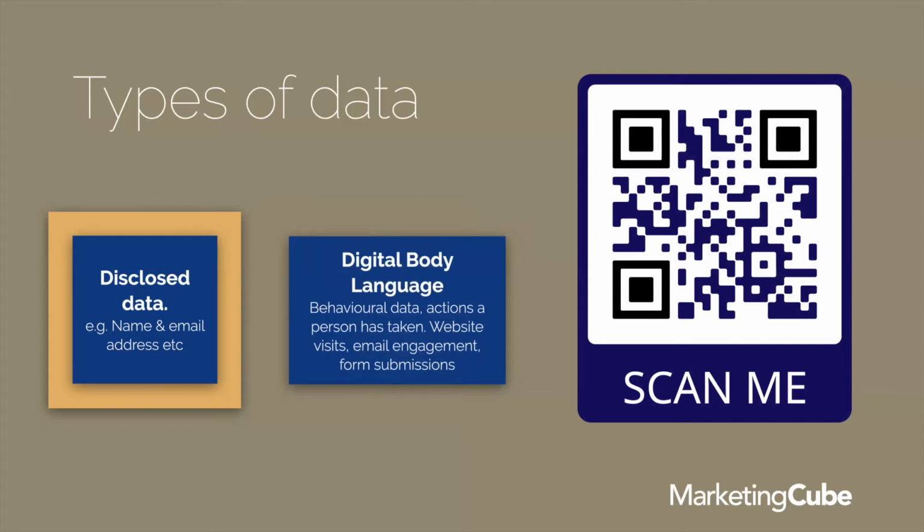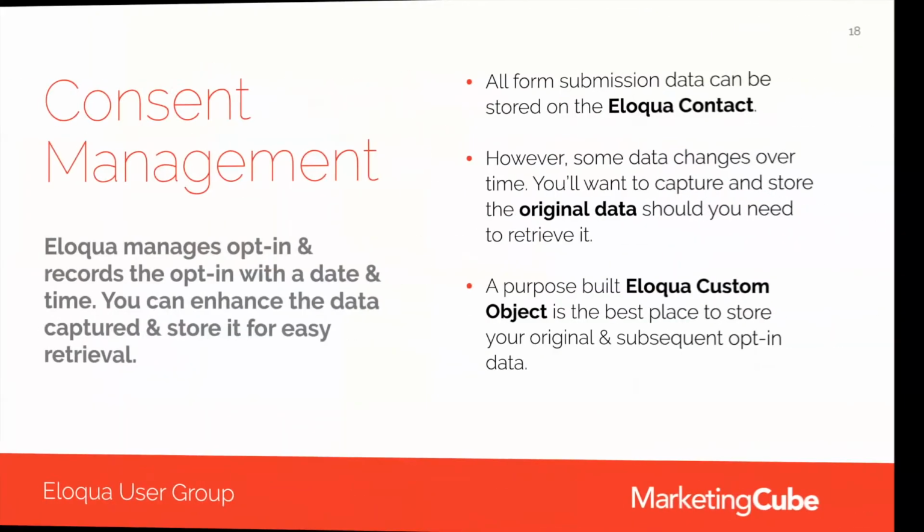So this behavioral data, the actions that a person has actually taken on the website, visiting various pages, their engagement or lack of engagement with email content and form submissions, all of these things together combined become digital body language. And so we use that, which becomes engagement data, in concert with data that we have from a profile point of view, first name, last name, email, those sorts of things. So you've got a range of different types of data that we can play with.